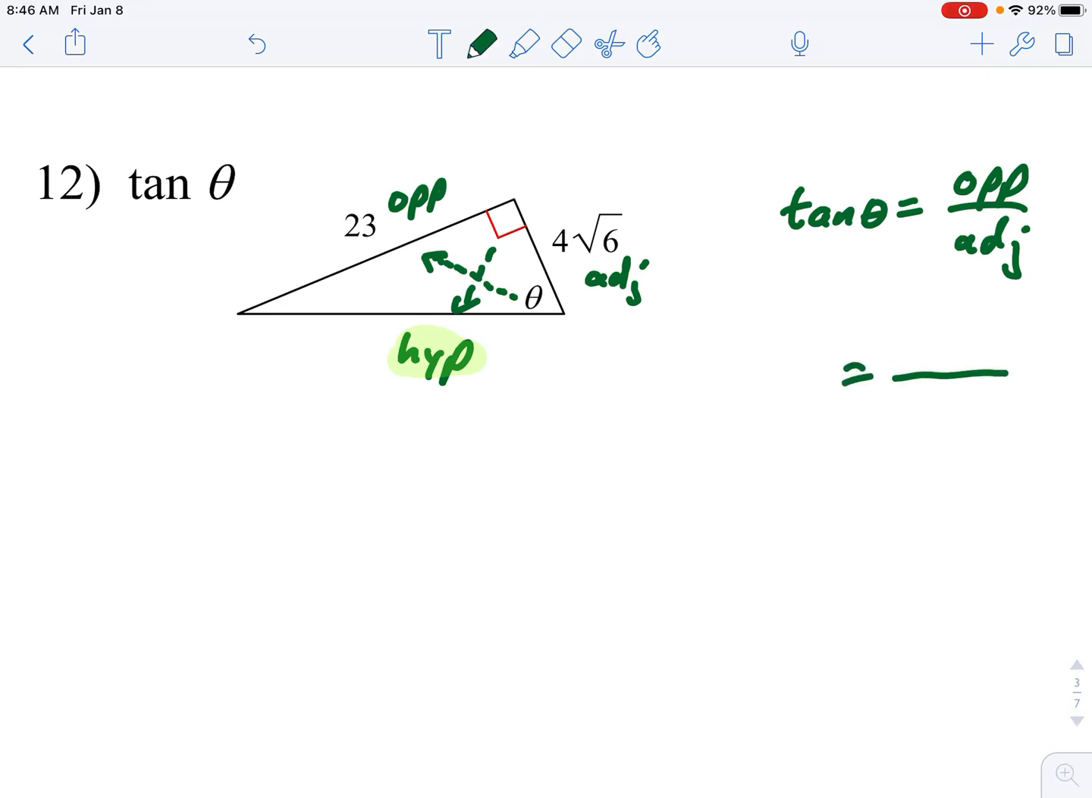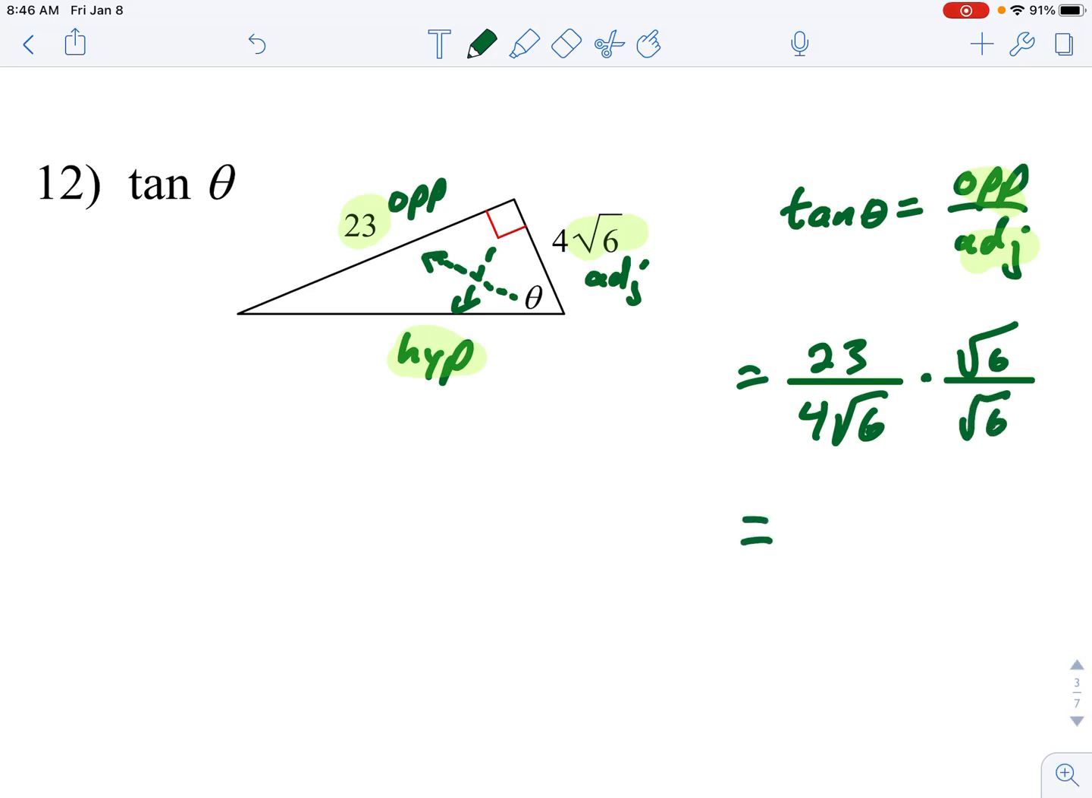Opposite over adjacent is simply 23 over 4 radical 6. You look at it like, oh, all I got to do is plug in this number here, not too bad. No, it's not too bad, but we do have that situation where we have a radical in the denominator, which you're not supposed to have. So I need to rationalize this by multiplying by square root of 6 over square root of 6.